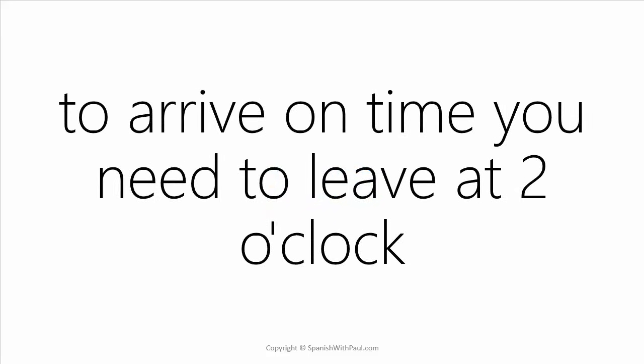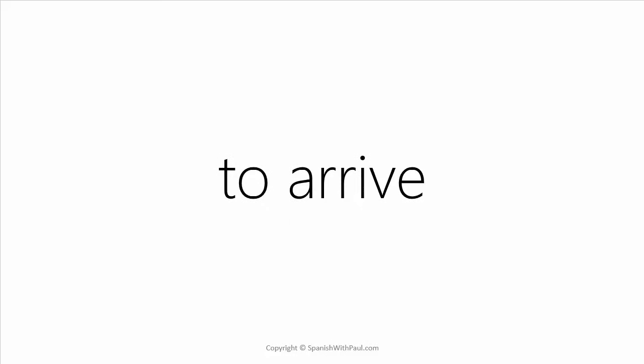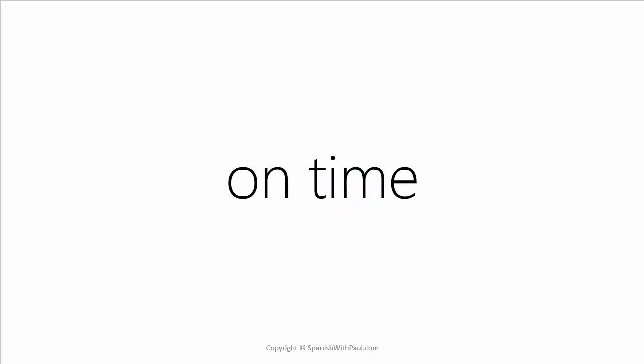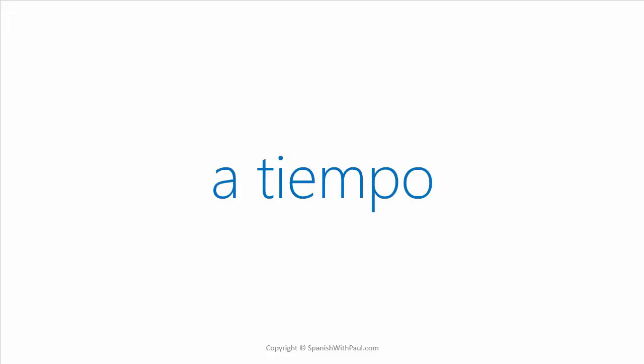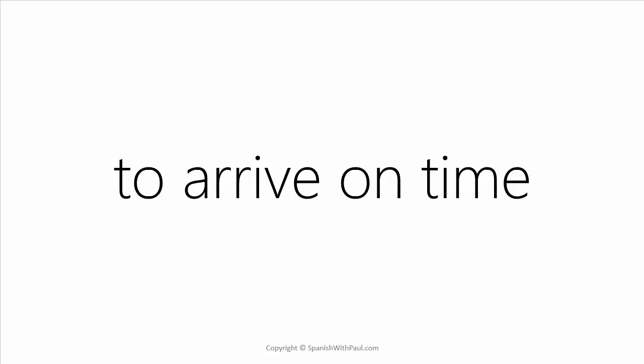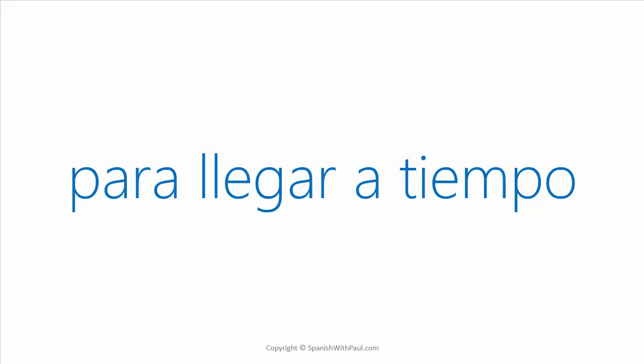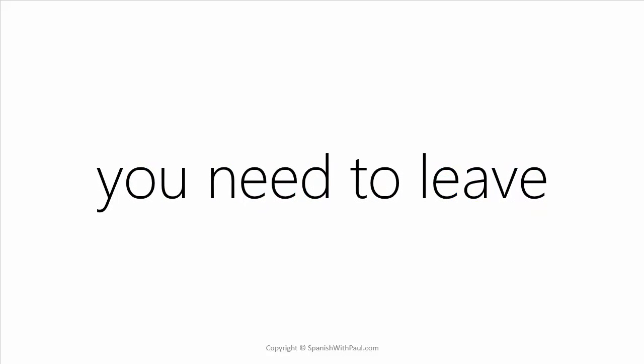Let's build into this one. To arrive on time, you need to leave at 2 o'clock. First of all, what's the verb to arrive? Llegar. And to say on time would be a tiempo. So how would you say to arrive on time, remembering that this to is going to be implying in order to arrive on time? Para llegar a tiempo, you need to leave.